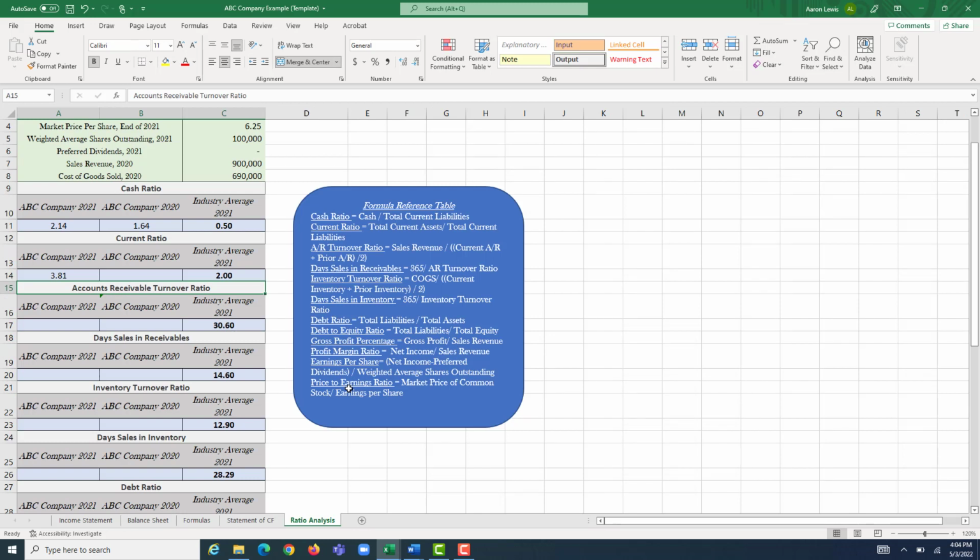If we could collect our receivables and sell all of our remaining inventory, we would have enough cash on hand right now at the end of 2021 to pay off our current liabilities, our existing short-term debt, 3.81 times.